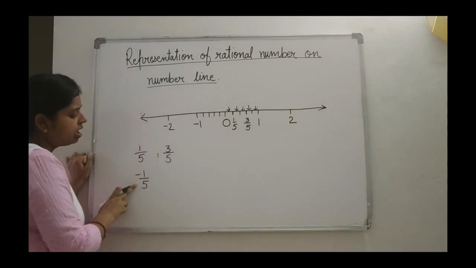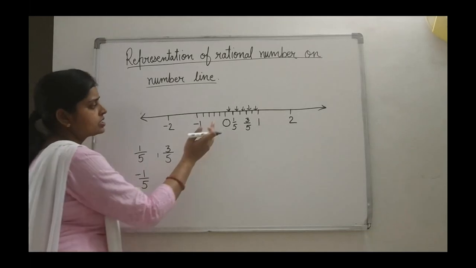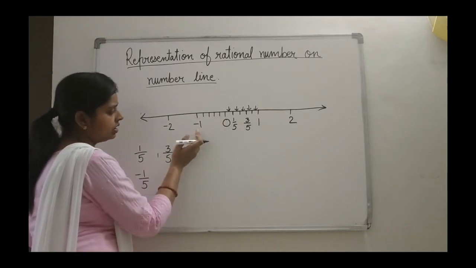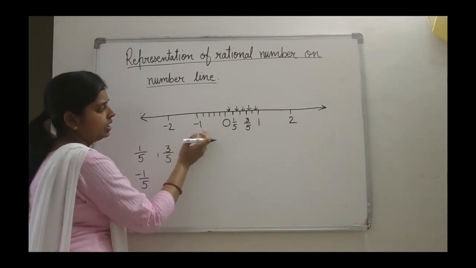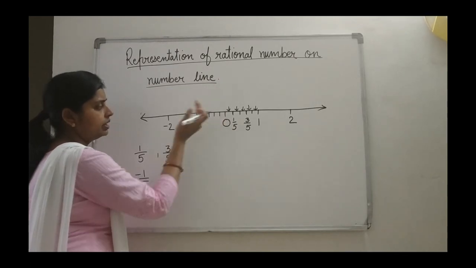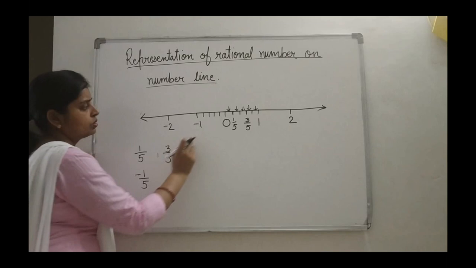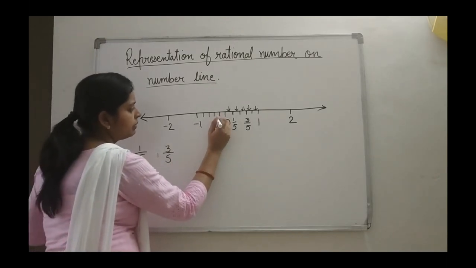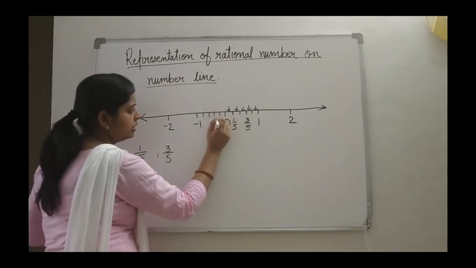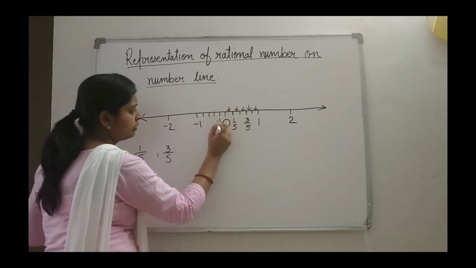And what is the number? Minus 1 upon 5. Again, I will start counting from 0 only. I will not start counting from 1, minus 1. I will start counting from 0, but on the left-hand side, because this is a negative rational number. So the very first position will be minus 1 upon 5. This one will be minus 1 upon 5.